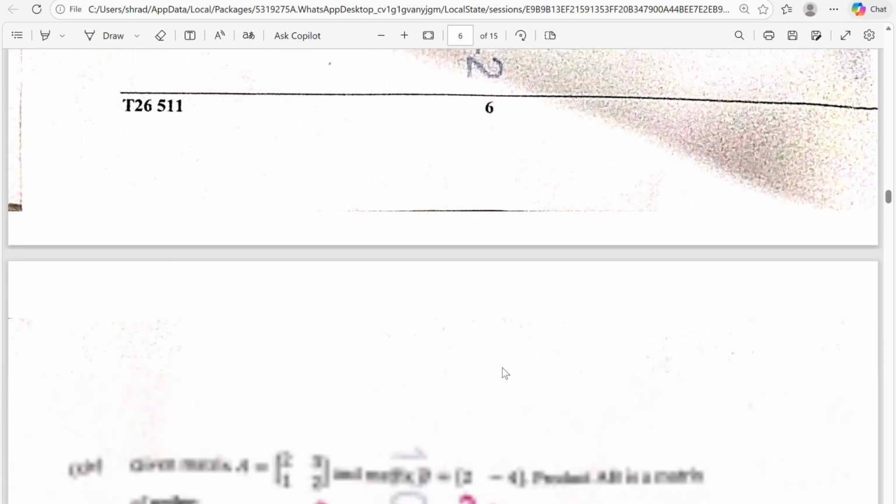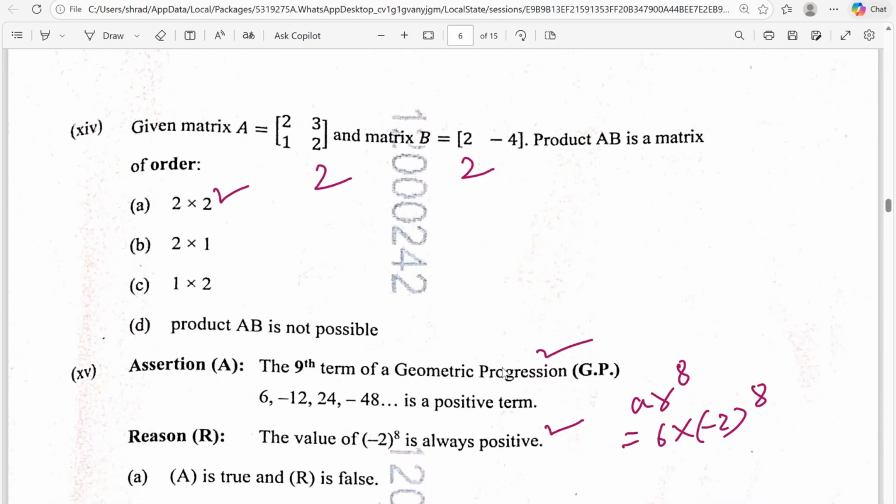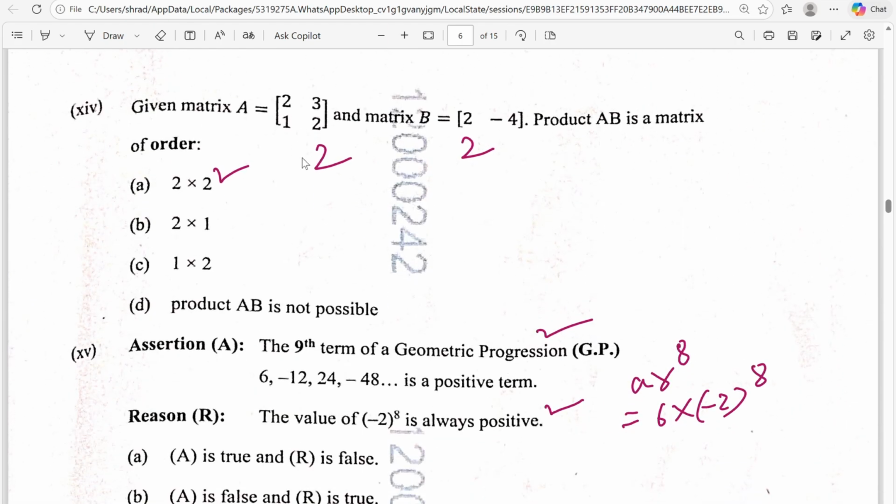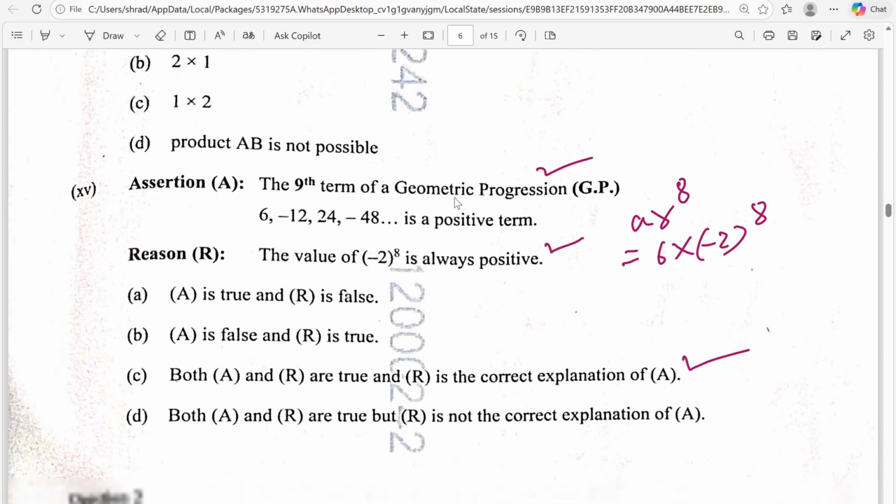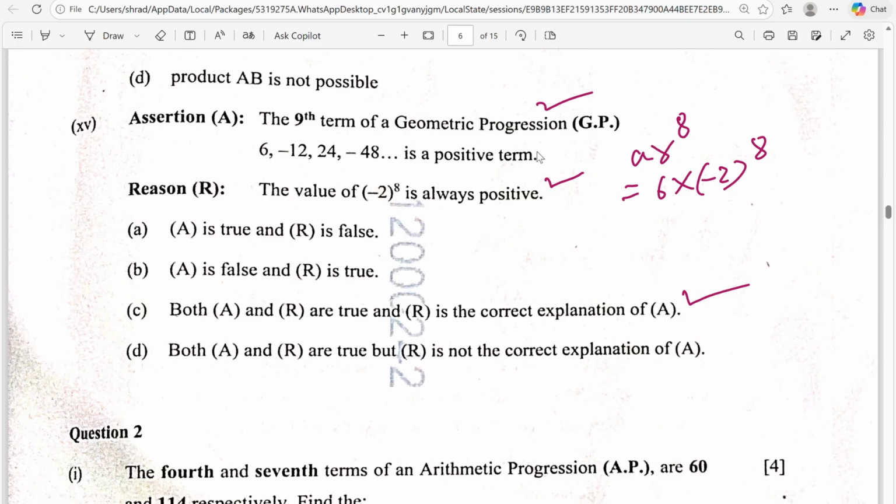Next one, question 14. This is your matrix. The product of matrices is the first row of the first matrix times the column of the second matrix. So this is your 2 by 2. Next. The ninth term of a geometric progression is positive, since minus 2 to the power 8 is always positive. The ninth term of a geometric progression is a r to the power 8, that is equal to 6, a is 6, times minus 2 to the power 8. Minus 2 to the power 8 is positive, so this is positive, so both are true.